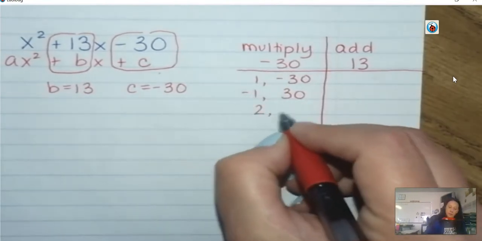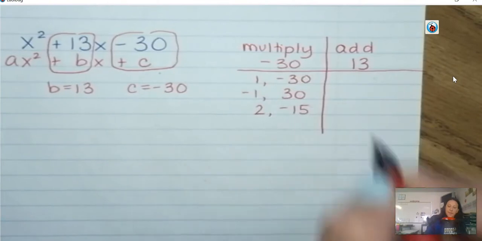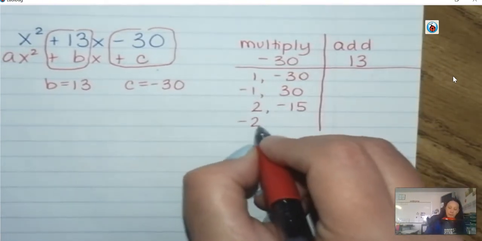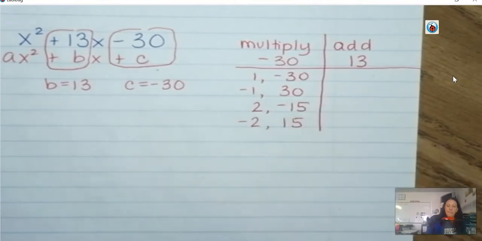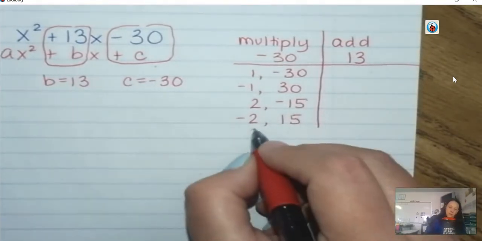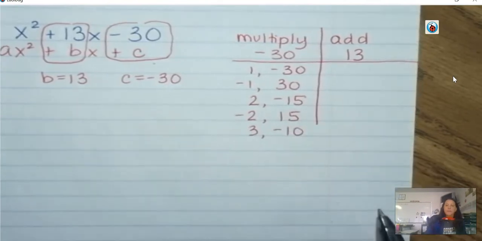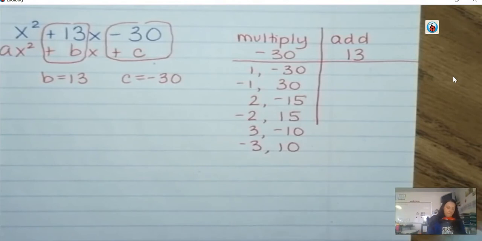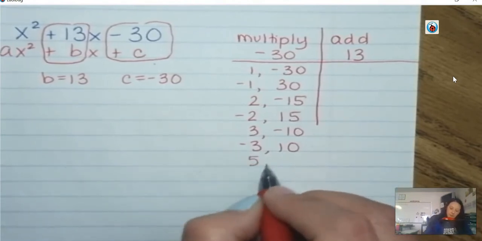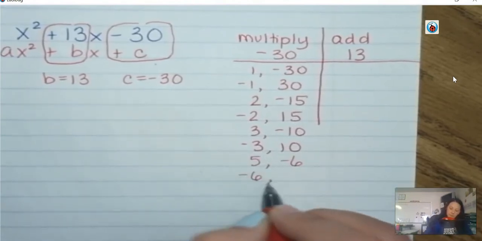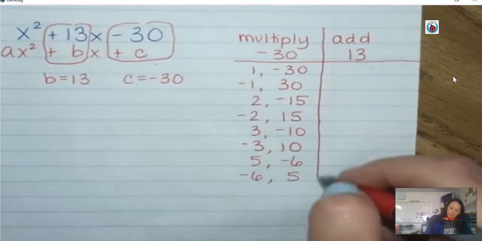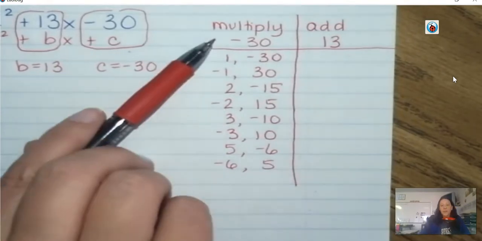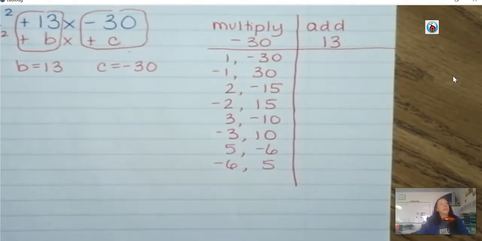I could do 2 times negative 15. Or I can do negative 2 times positive 15. I could do 3 times negative 10, or negative 3 times positive 10. I could do 5 times negative 6, or negative 6 times 5. So when you're multiplying, you have to end up with a negative. So that means one of the numbers has to be negative.